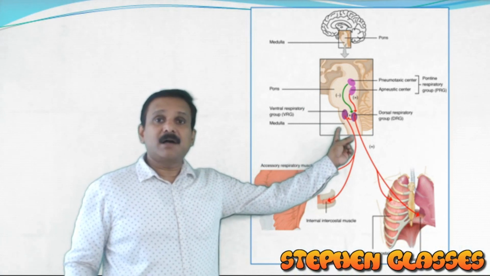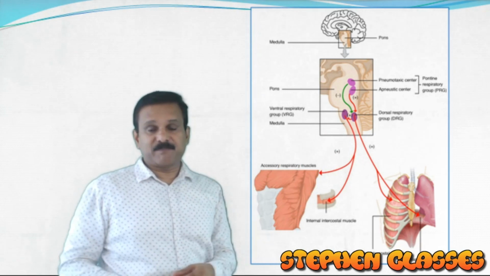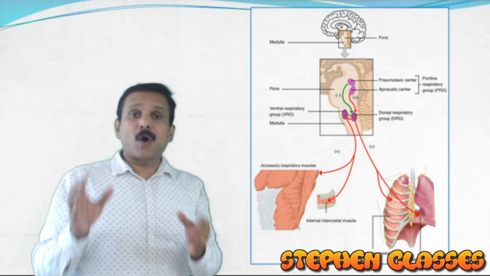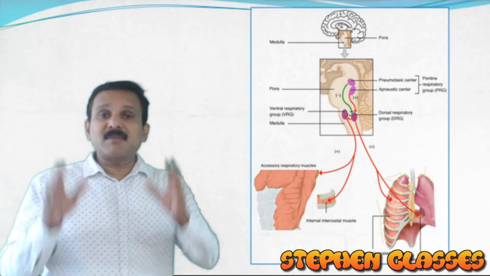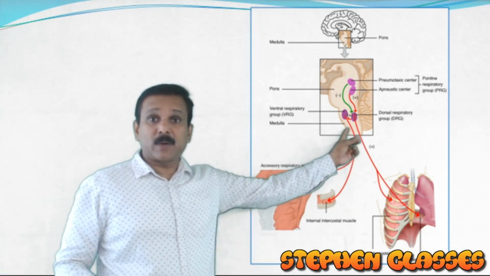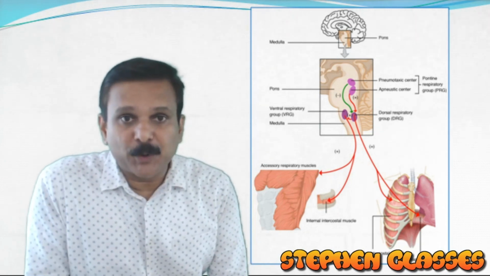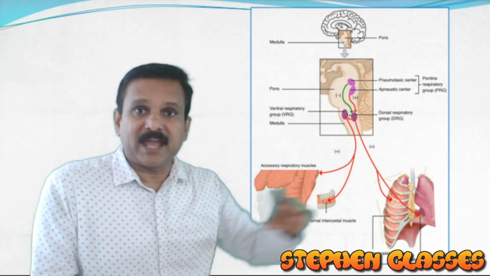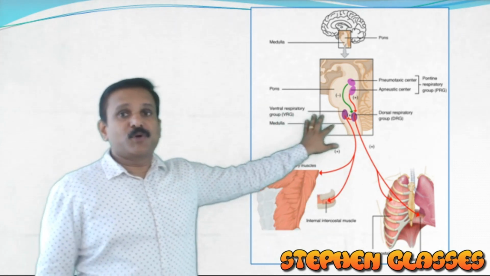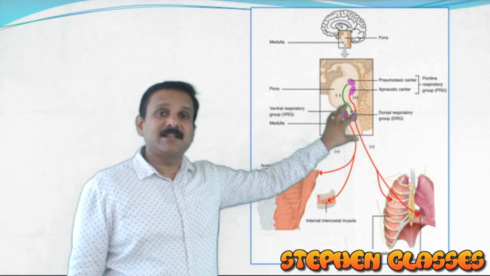We have the respiratory rhythm center located in the medulla region. This will control normal breathing. Normal respiratory activity will be controlled by the respiratory rhythm center located in the medulla region, and it has the ventral group as well as the dorsal group. So two portions are there for the respiratory rhythm center, even though they are located in the medulla region.